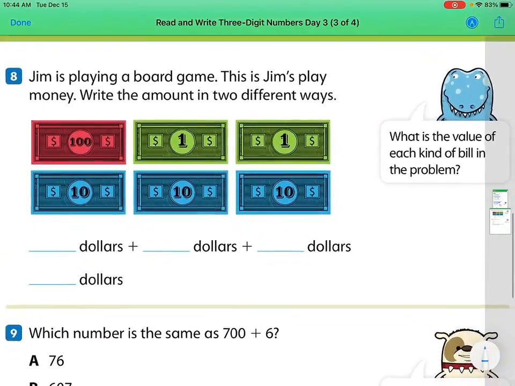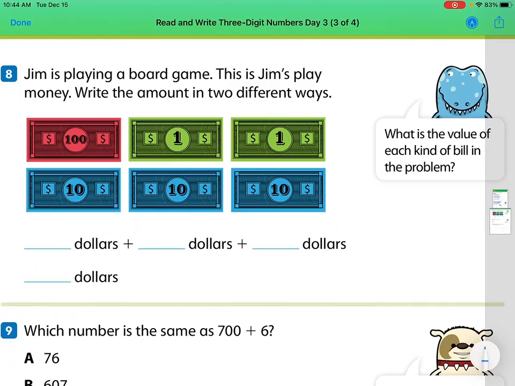And here we have a problem that involves some play money. So let's read it and try to understand what it's talking about. It says, Jim is playing a board game. This is Jim's play money. Write the amount in 2 different ways.